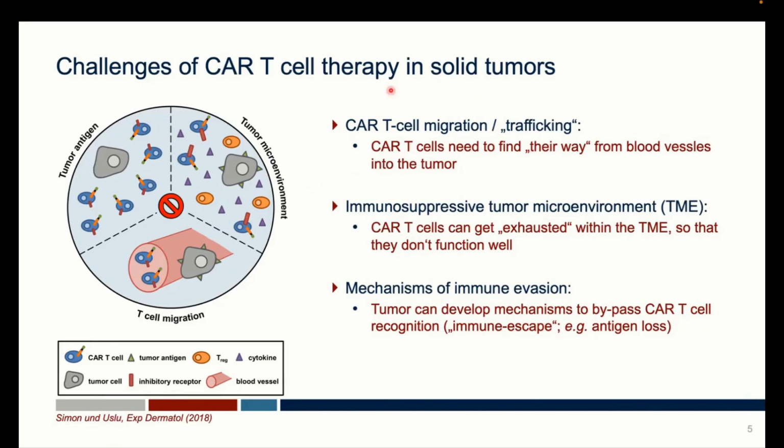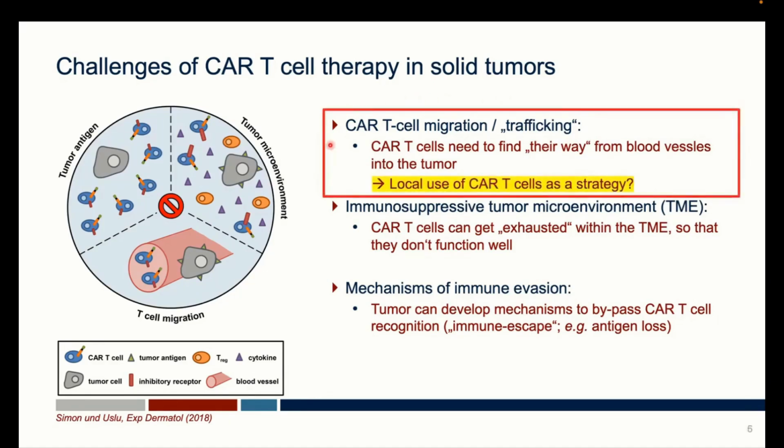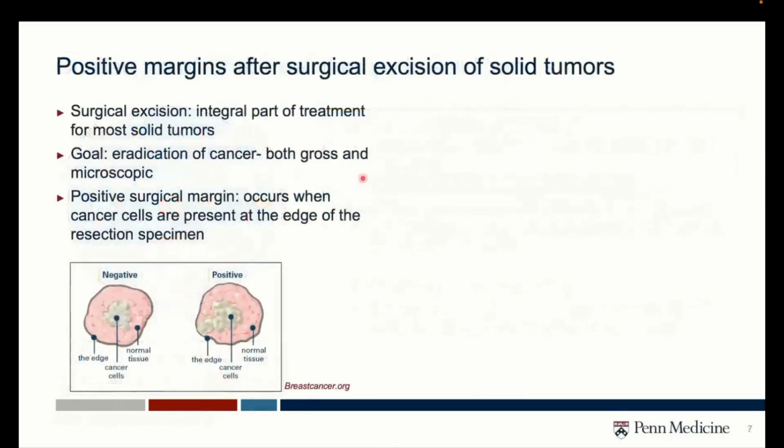As a strategy to overcome the first problem, the CAR T cell migration, you could apply the CAR T cells locally at the tumor site rather than intravenously, because if you don't give the CAR Ts IV, but apply them locally, directly where the tumor is, the CAR T cells don't need to find their way because you already applied them there. And one of the projects I'm working on in Carl June's lab is the intraoperative local use of CAR T cells.